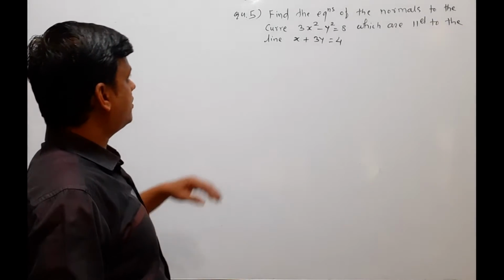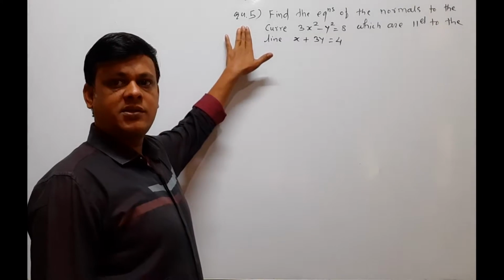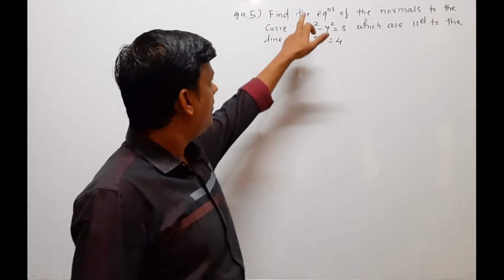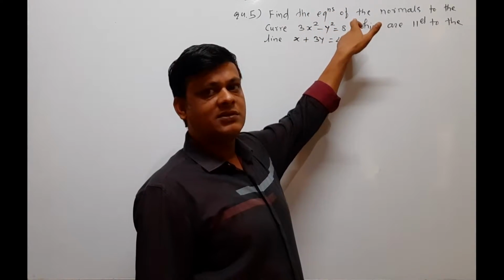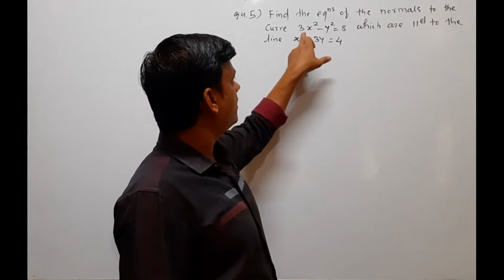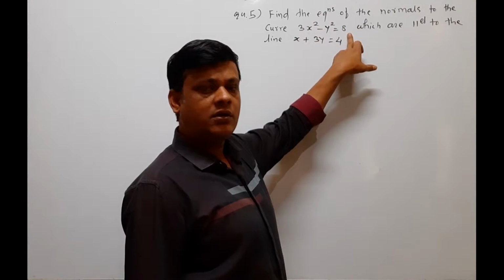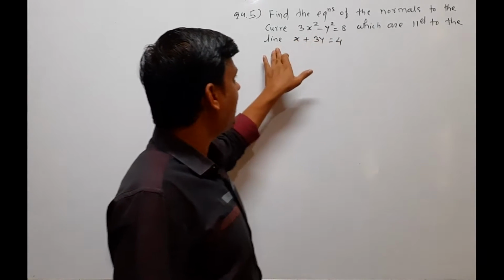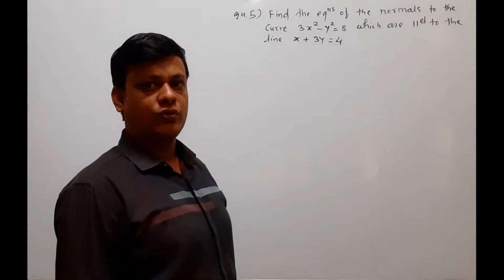Now see next question number 5 from exercise 2.1. Find the equations of the normals to the curve 3x square minus y square equals to 8 which are parallel to the line x plus 3y equals to 4.